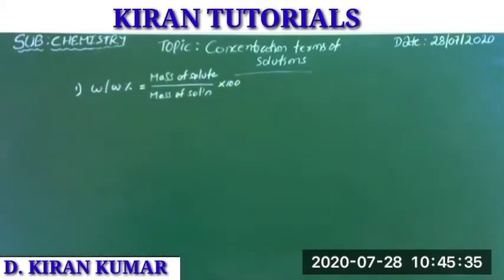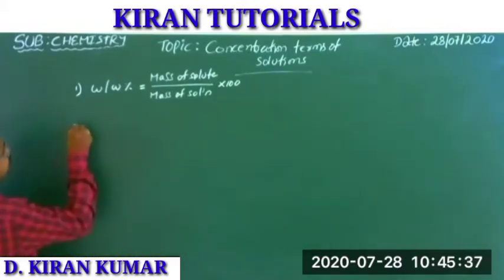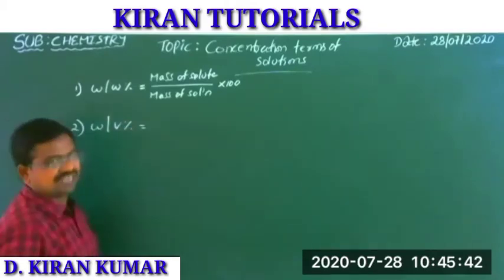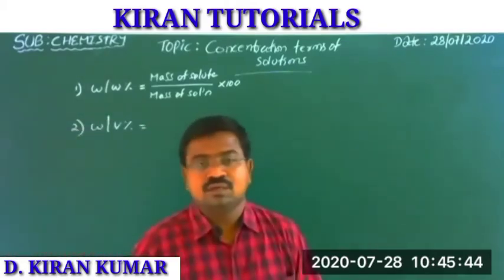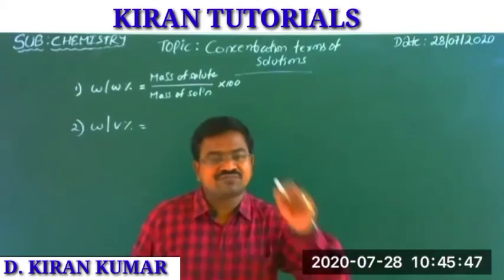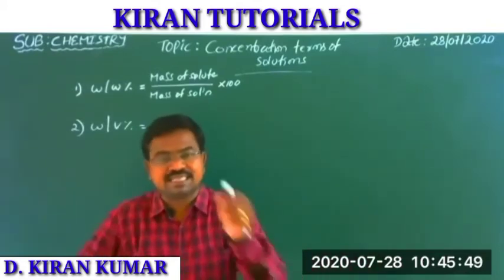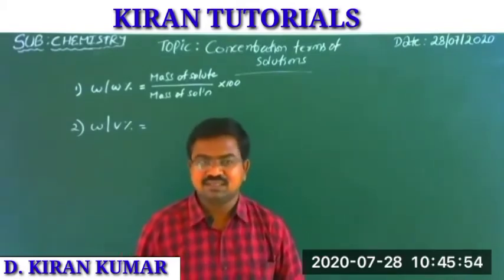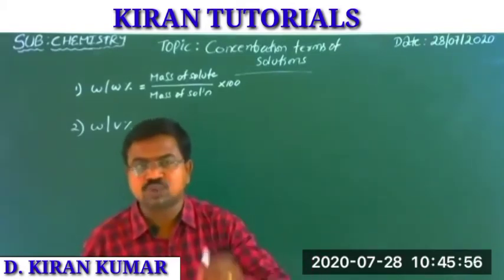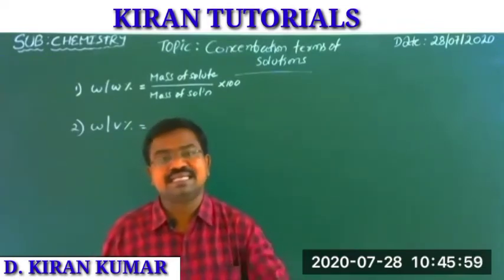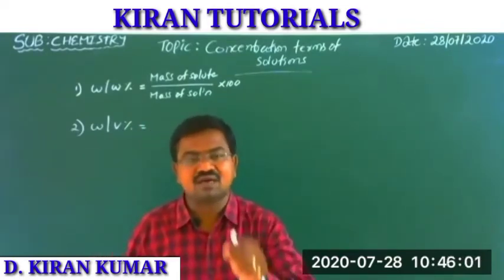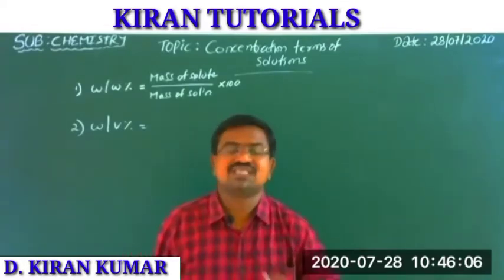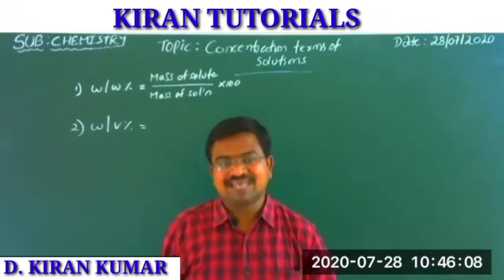The second one, weight by volume percent. What is weight by volume percent? The amount of solute in grams present in 100 ml of solution is called weight by volume percent. So what is the formula to calculate weight by volume percent?